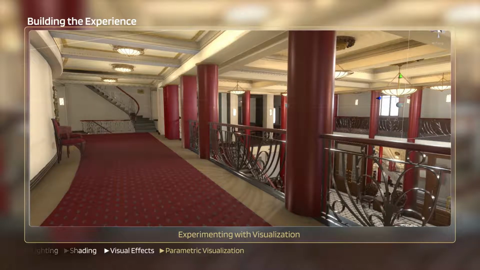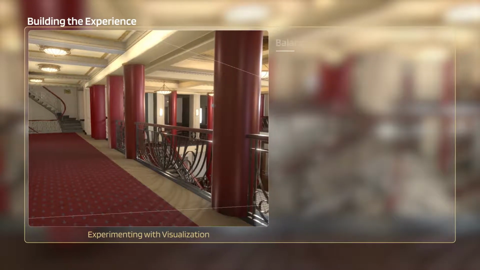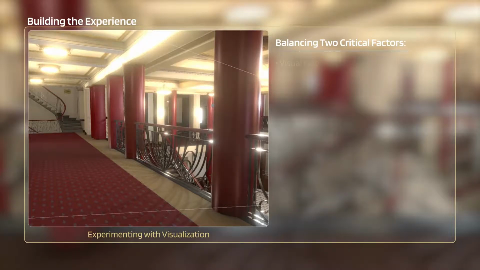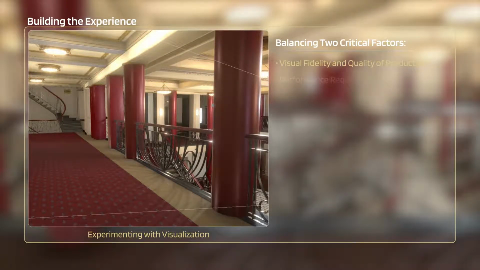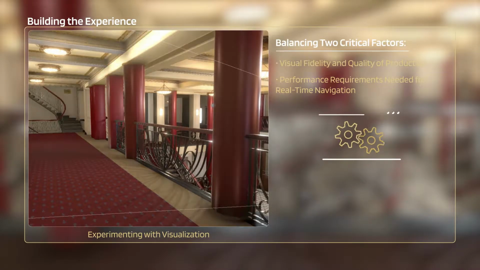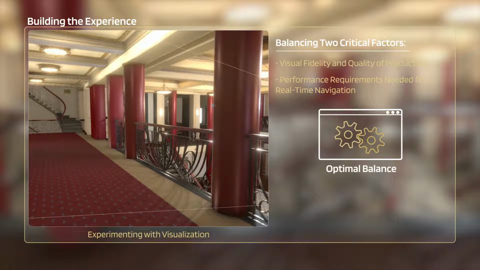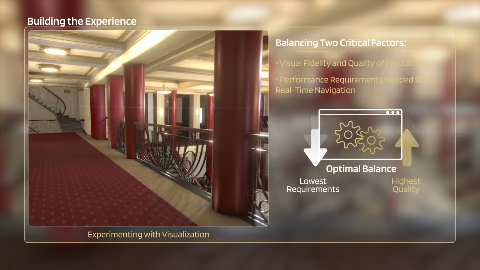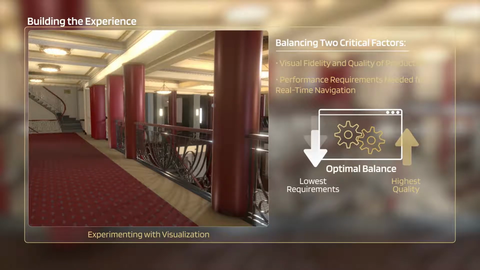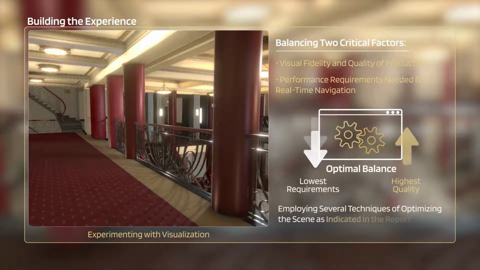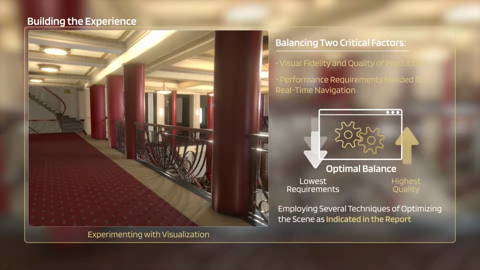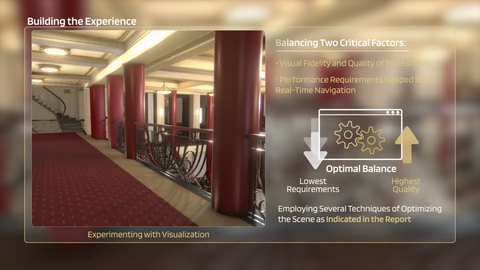Parameters were adjusted and experimented with, balancing two critical factors: visual quality of the space and performance requirements needed to navigate through the virtual space in real time. The project tried to reach an optimal balance between highest quality of production and lowest performance requirements. This step employed several techniques of optimizing the scene for better results, as indicated by project documentations.